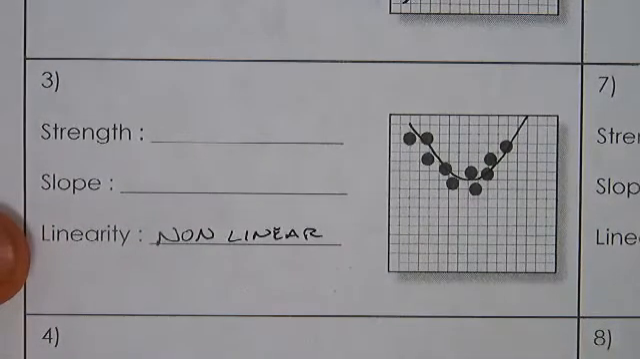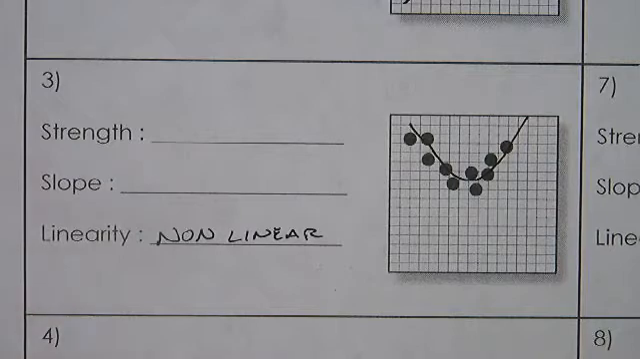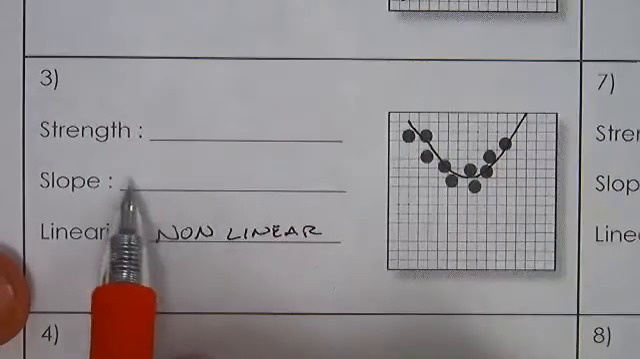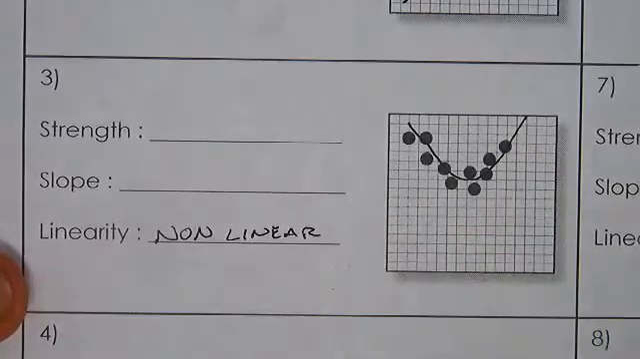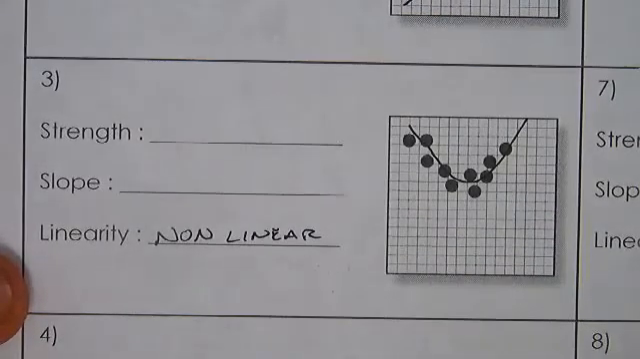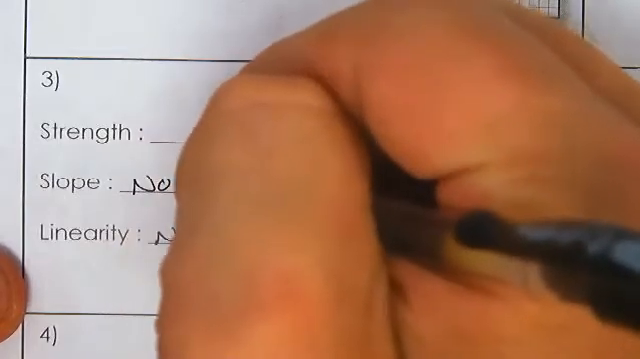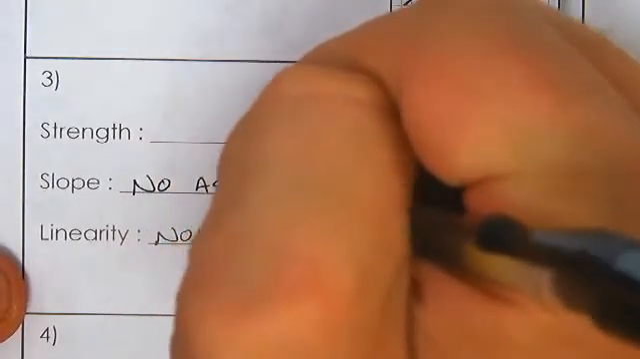Now, is there a type of slope? Is there some sort of association that I could say here? Well, no. In this case, the data is not trending one way or the other. It's changing. So in this case, there is no defined association.